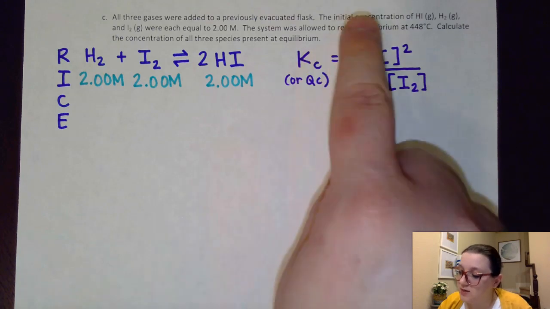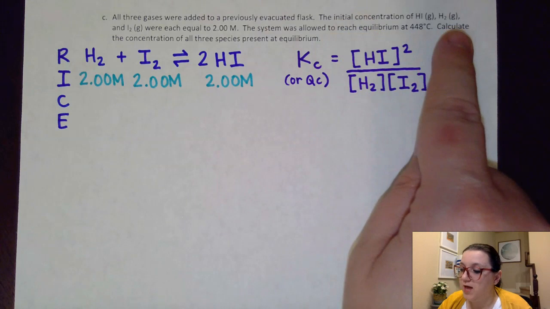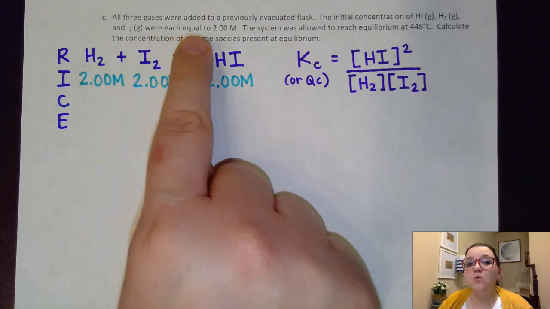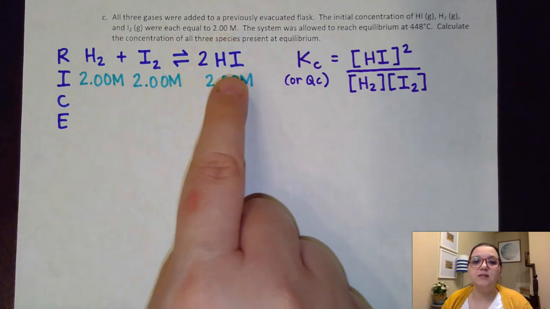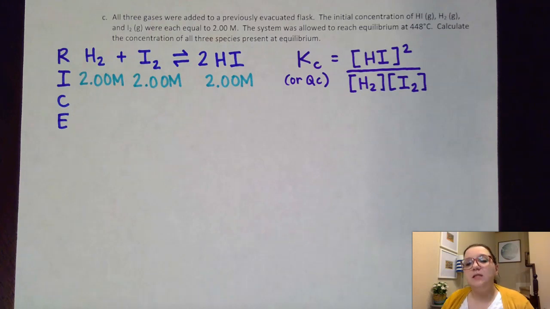It says here that the initial concentrations of HI, H2, and I2 were each equal to 2.00 molarity, meaning I've got a little bit of each of these initially. So where this becomes more of a challenge is that it's not obvious which direction I'm shifting in. I don't have zero reactant or zero product to make it obvious I need to shift toward those. Here, with a little bit of everything, I'm going to have to figure out where I am currently in comparison to equilibrium, and how I'm going to get to equilibrium.